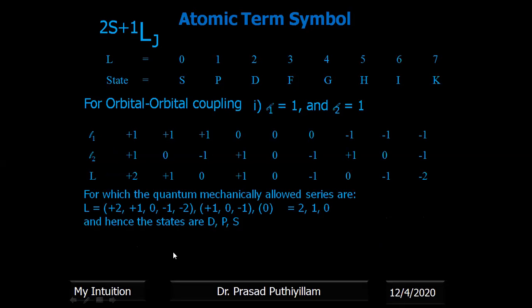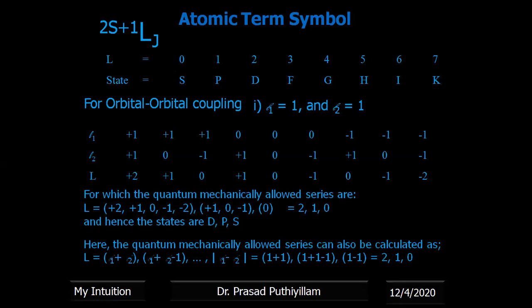If it is a higher value, the quantum mechanically allowed states we calculate as plus 2, plus 1, 0, minus 1, minus 2, plus 1, 0, minus 1, and 0, that is 2, 1, 0. So these are the L possibilities, and for the corresponding states, for 2 we write D, for 1 we write P, and for 0 we write S. Hence the quantum mechanically allowed series can be calculated.